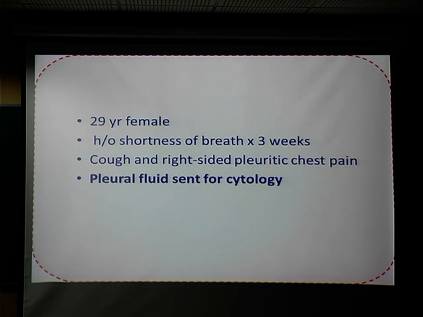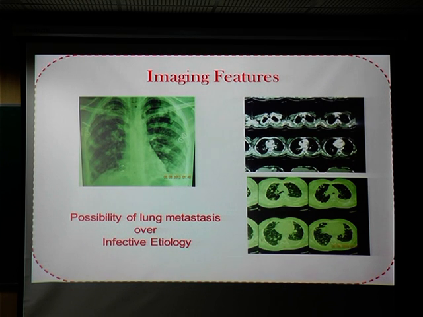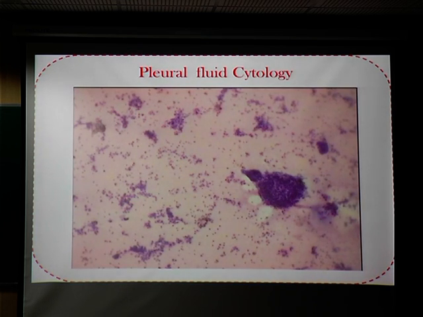Till now we were dealing with all the epithelial tumors. This is a different case. You have a young female with a history of shortness of breath of 3 weeks duration, cough, right-sided pleuritic chest pain, and pleural fluid was sent for cytology. Her imaging features reported that there is a possibility of lung metastasis over infective etiology, and this is what we saw. Abundant cellularity, and because the patient was breathless, each time they were doing the paracentesis, and each time we were receiving the fluid, and each time we were getting this type of abundant cellularity and typical morphology.